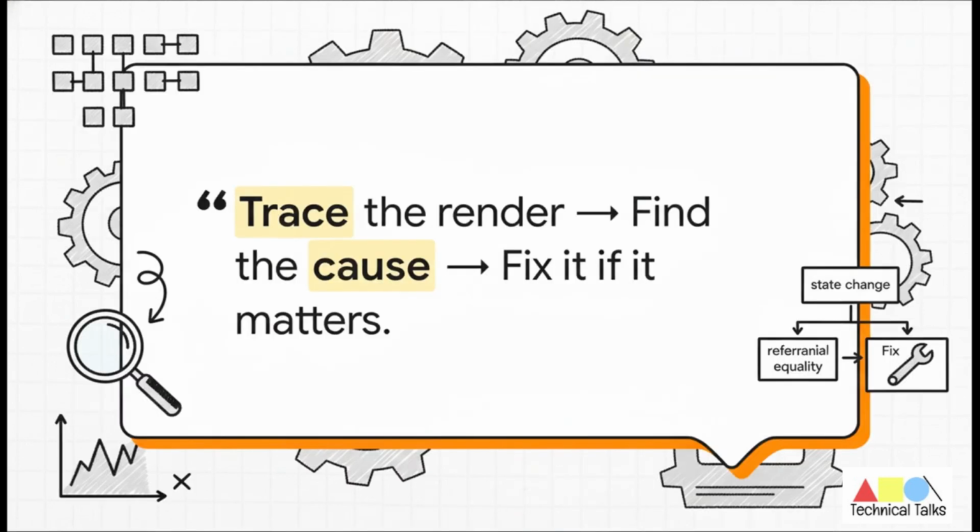So here it is, the entire process in one sentence. Trace the render, find the cause, and then fix it only if it matters. Don't guess. Use the profiler. Identify if it's a state waterfall or a reference issue, and most importantly, ask yourself if it's a real performance bottleneck before you start adding complexity. This is the path to truly fast applications.